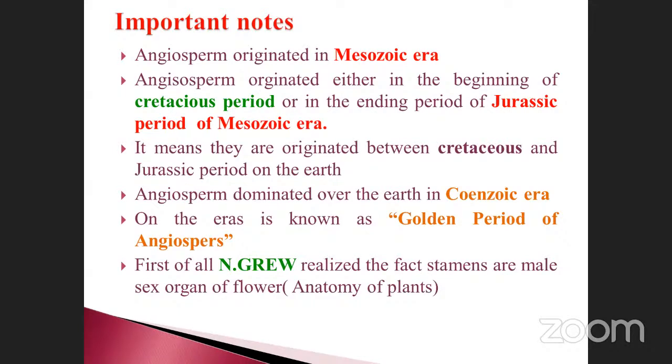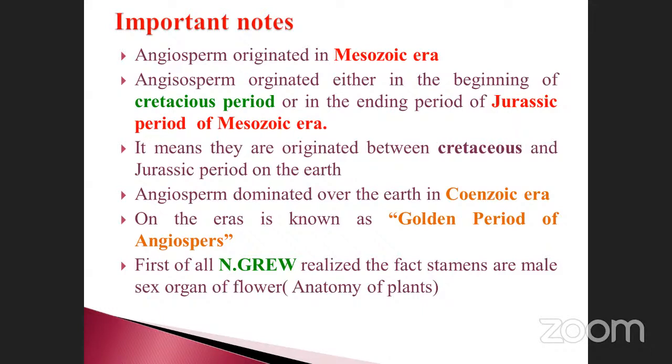Angiosperms originated either in the beginning of the Cretaceous period or in the ending period of the Jurassic period of the Mesozoic era. So many times they have asked about this. That is also very, very important. Meso means middle, between the Cretaceous and the Jurassic. It means they originated between the Cretaceous and Jurassic periods on the earth.